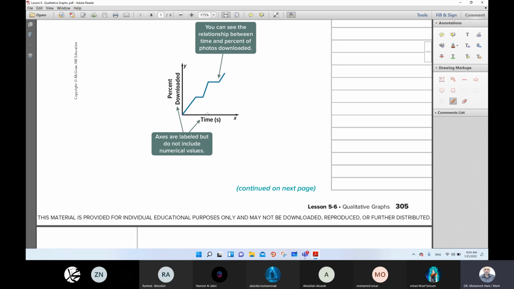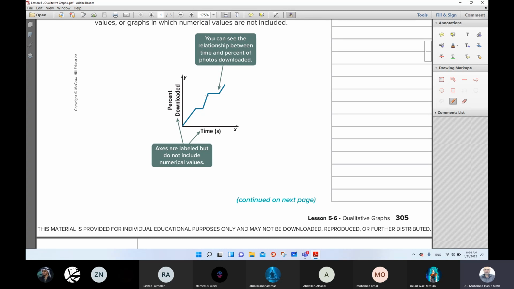As you see here, the x-axis represents the time in seconds, and the y-axis represents the percent downloaded. The x-axis and y-axis, the axes, are labeled but don't include numerical values. No values, no numbers. And this is the graph. You can see the relationship between time and percent of photos downloaded.